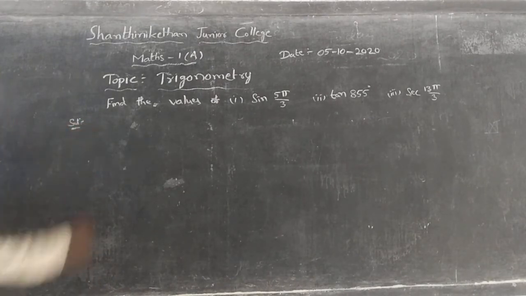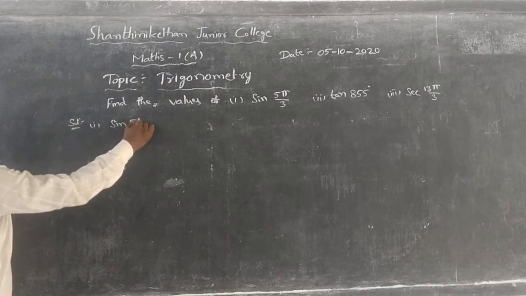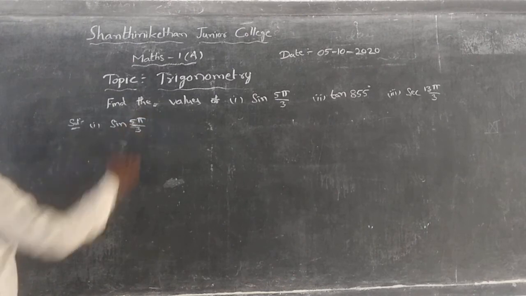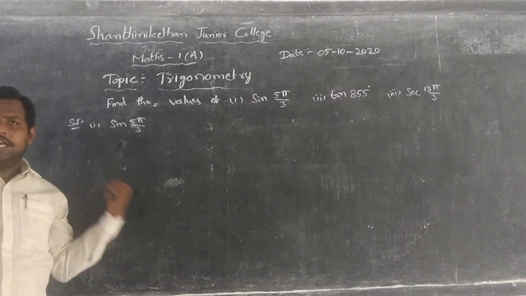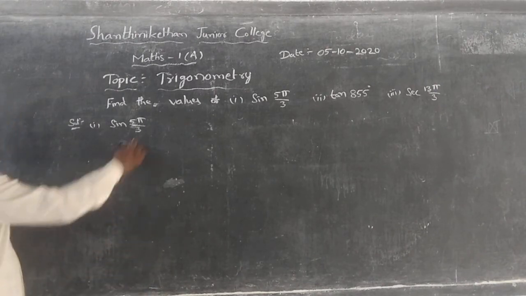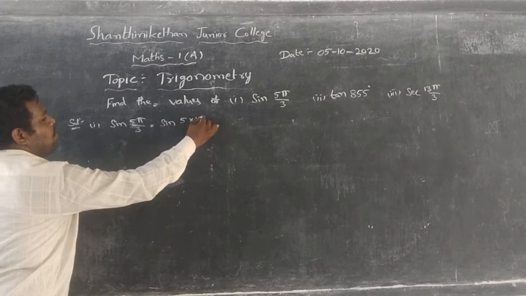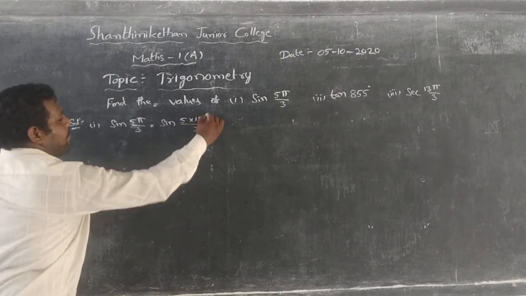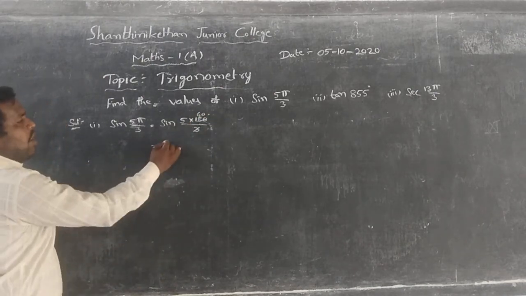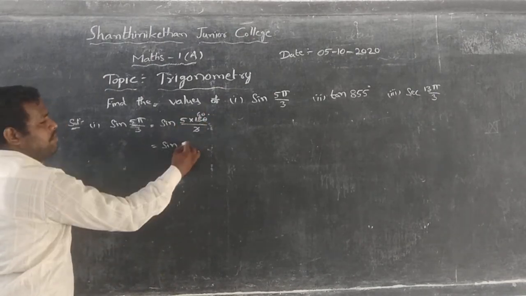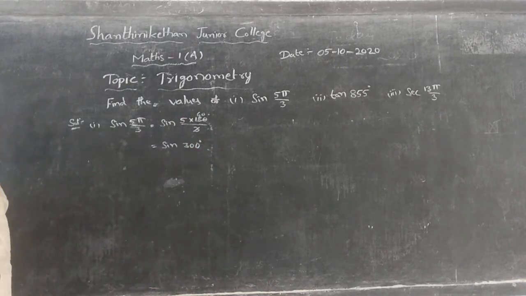See the solutions. What is the first one? Sine 5 pi by 3. 5 pi by 3 means this is a radian value, so these radians can be converted into degrees. Pi radian means 180 degrees. 5 into 180 by 3 is 5 into 60, 300 degrees. So we can find the value of sine 300 degrees.